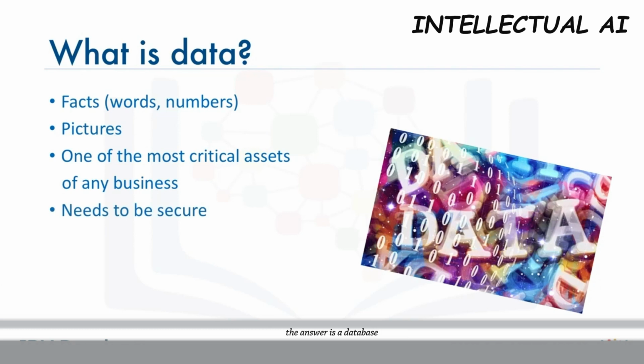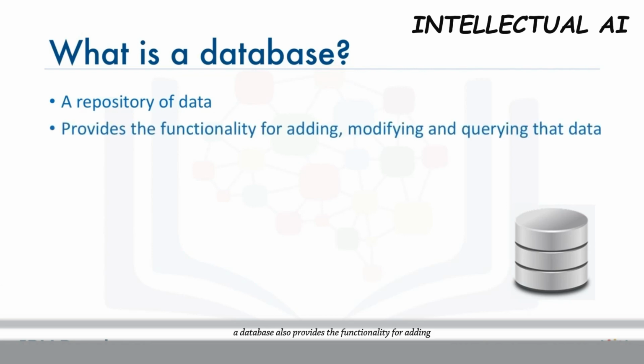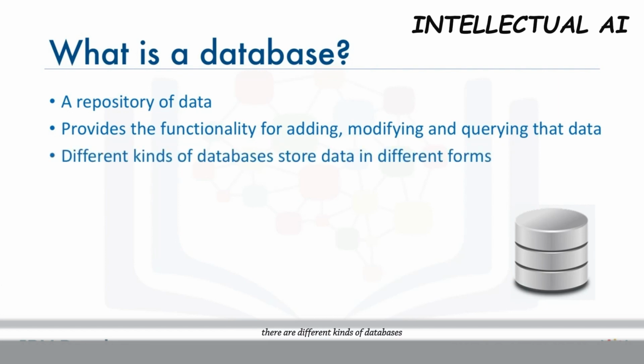The answer is a database. So, what is a database? Databases are everywhere and used every day, but they are largely taken for granted. A database is a repository of data. It is a program that stores data. A database also provides the functionality for adding, modifying, and querying that data. There are different kinds of databases of different requirements. The data can be stored in various forms.